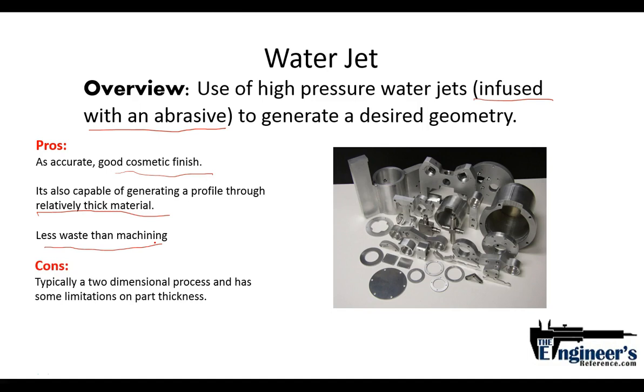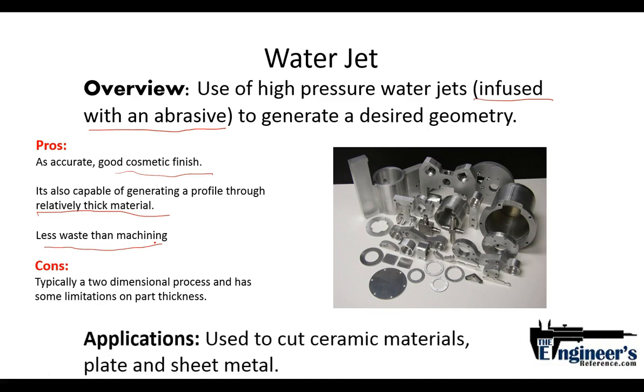Again, typically two-dimensional. There are some three-dimensional applications, but again, those are rare. Whereas with machining, you can do a lot more. And even though it can be done thick, in some applications there's still loss of accuracy. So there are limitations on your part thickness. And this can be used, again, on a wide range of materials: metal, ceramics, sheet metal, even some polymers, and composite materials can be done with a waterjet.